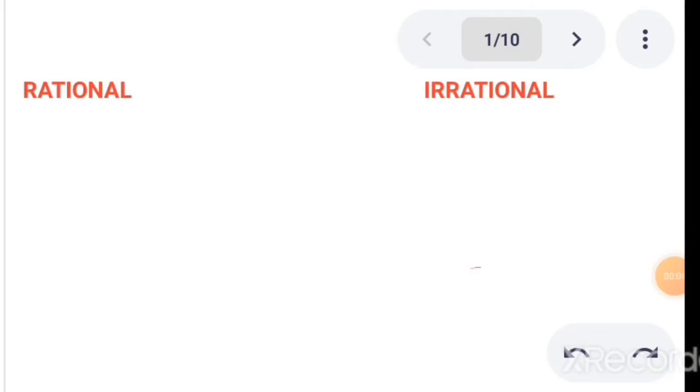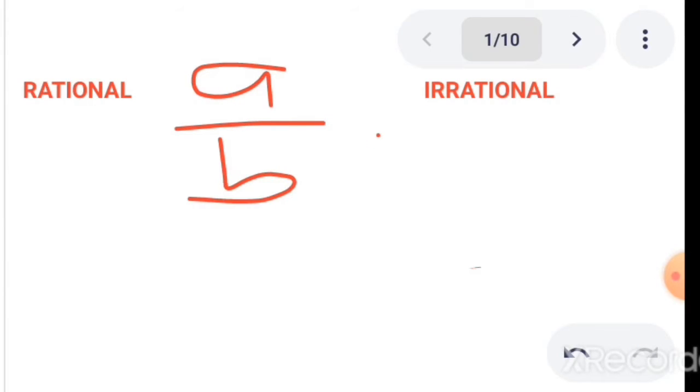In this video, we are going to talk about rational and irrational numbers. What is the difference between a rational and an irrational number? A rational number is any number that can be written as a ratio of two integers. This means it can be written as A over B, where B is not equal to 0.